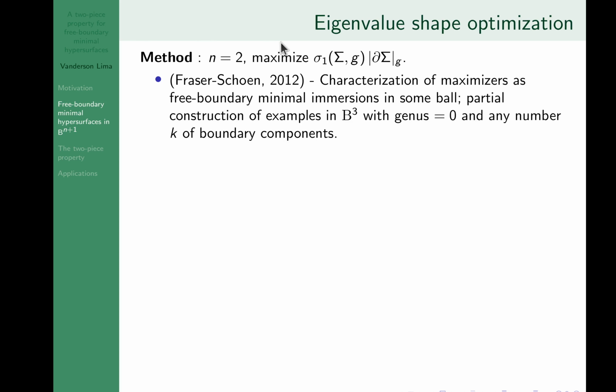And also they obtain a partial construction of examples in the three-dimensional ball, which have genus 0 and any number of boundary components. In the case of two boundary components, they were able to prove that this is in fact the critical catenoid. And of course it is easy to prove that in the case the number of boundary components is 1, this is the equatorial disk.